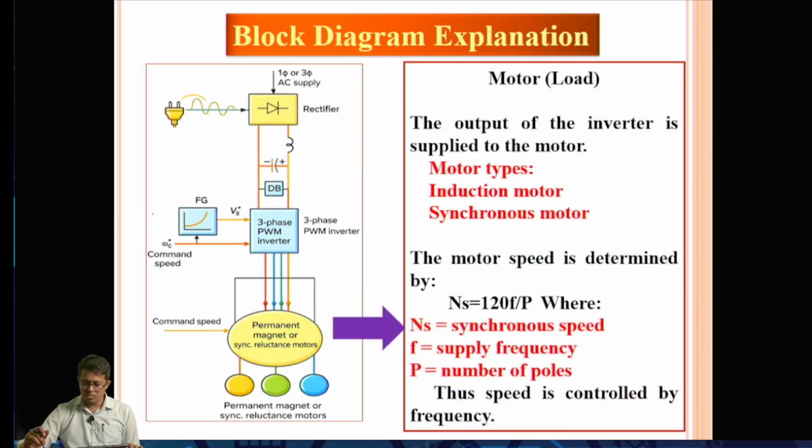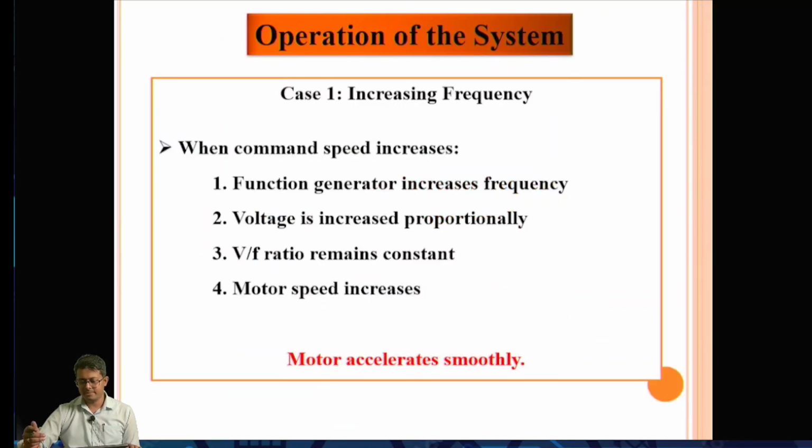Now the last block is the motor load. The output of the inverter is supplied to different types of motor, maybe the induction motor, maybe the synchronous motor. We know that motor speed is determined by Ns = 120F/P, where Ns is the synchronous speed, F is the frequency, and P is the number of poles. Here F is there, so if we vary the frequency, we can control the speed. That's why we are varying the frequency. Thus speed is controlled by frequency.